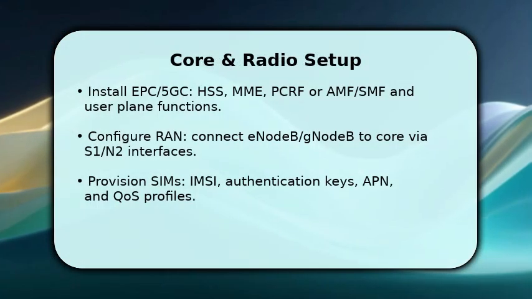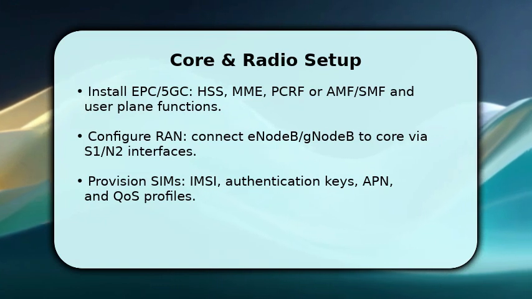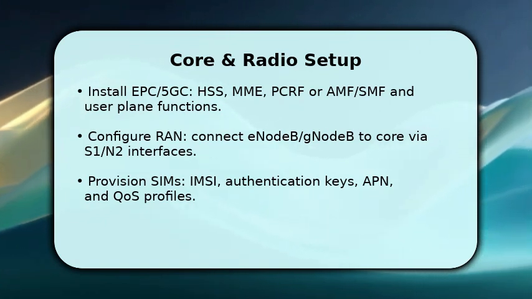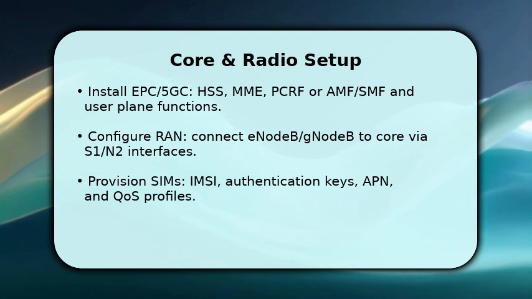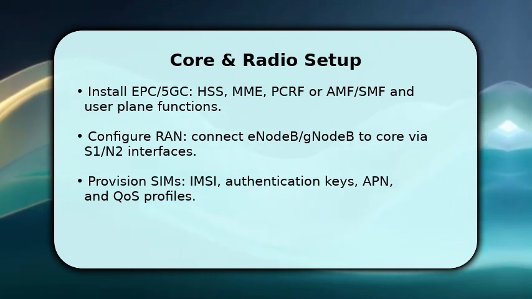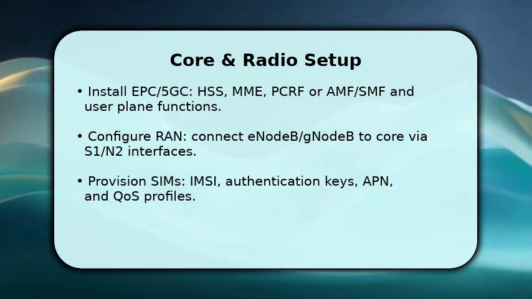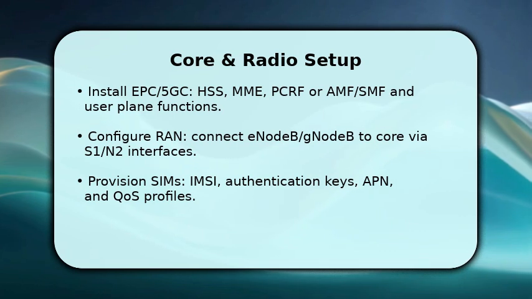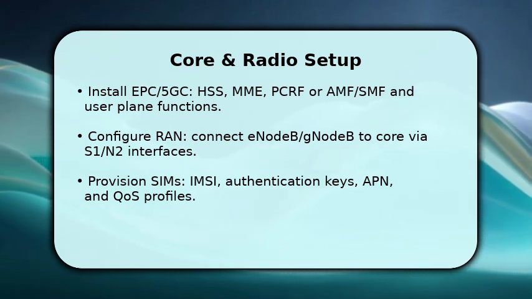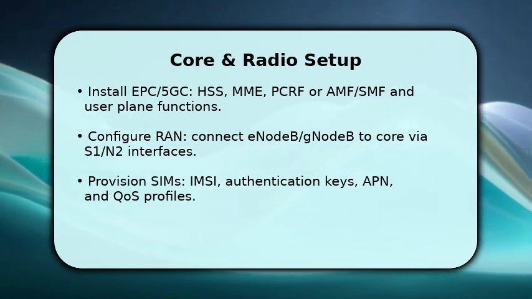Once hardware is in place, deploy the core services and explain why each matters. Authentication keeps subscribers safe, the user plane routes traffic, and policy controls coalesce. Install Open5GS or Free5GC on a server and assign static IPs, then configure the RAN to talk to the core using S1 or N2 interfaces.